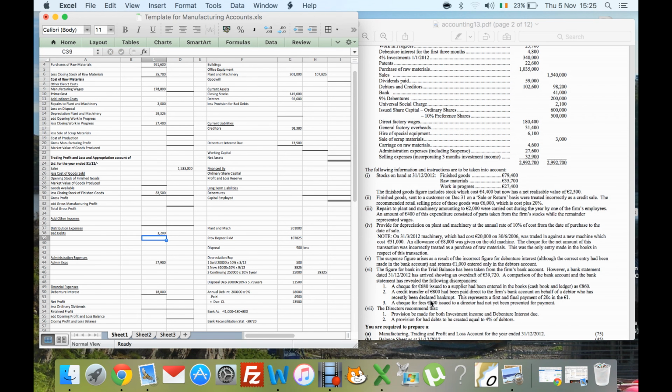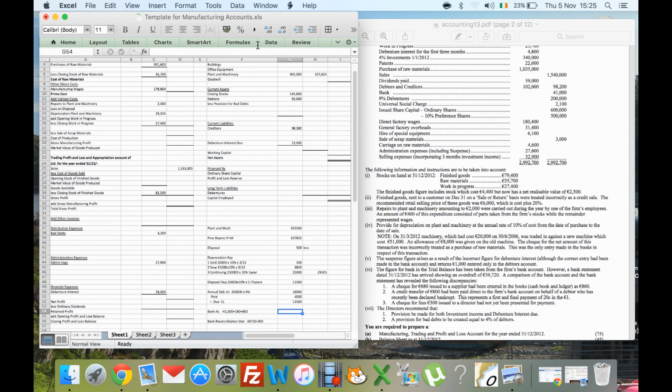Next, a check for fees of 300 issued to a director had not been presented for payment. Well, if I wrote the check, I would have put it into my director's fees account. So the bank didn't know about it, so I need to adjust the bank figure. If I wrote a check for 300, that's going to make my bank overdraft worse. So it's another minus 300.